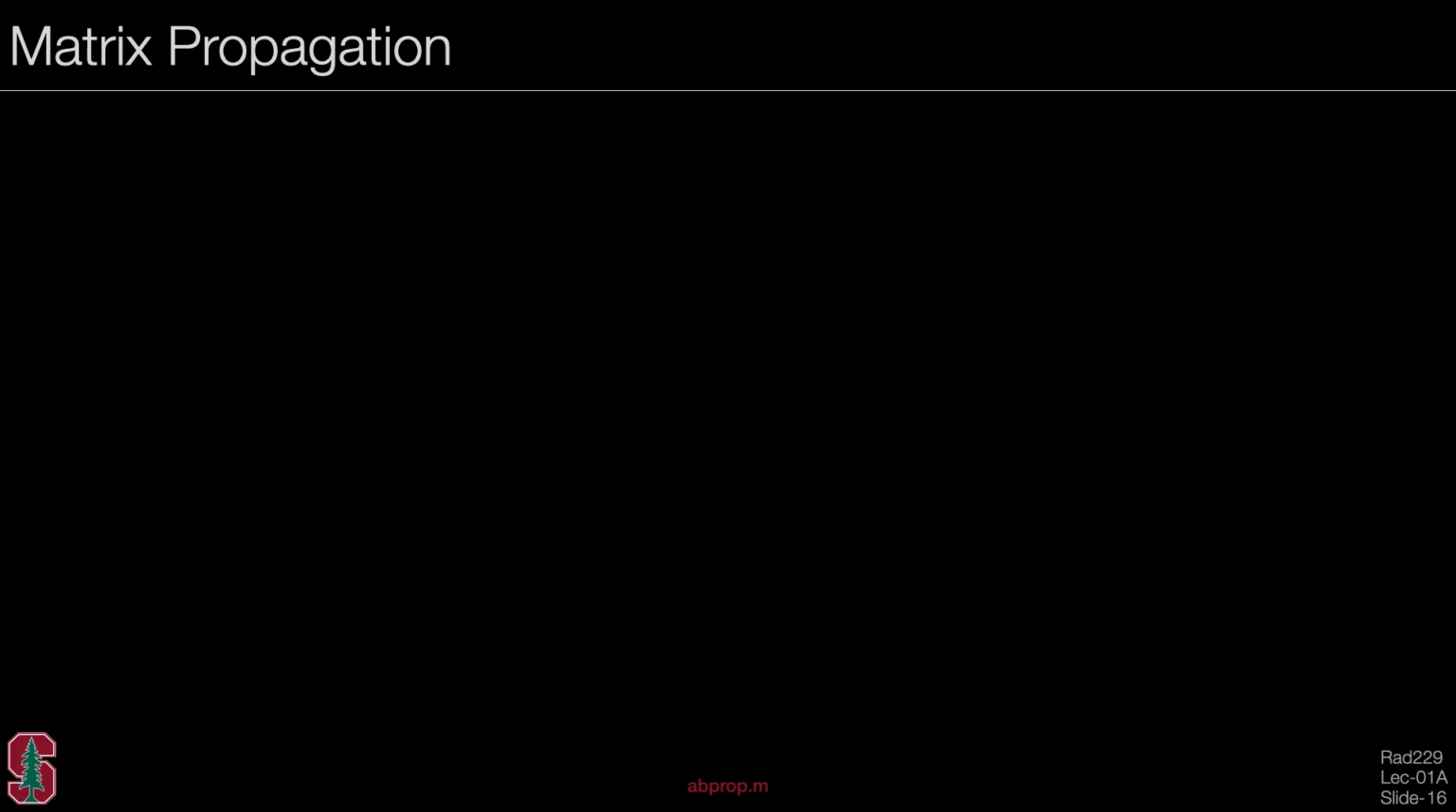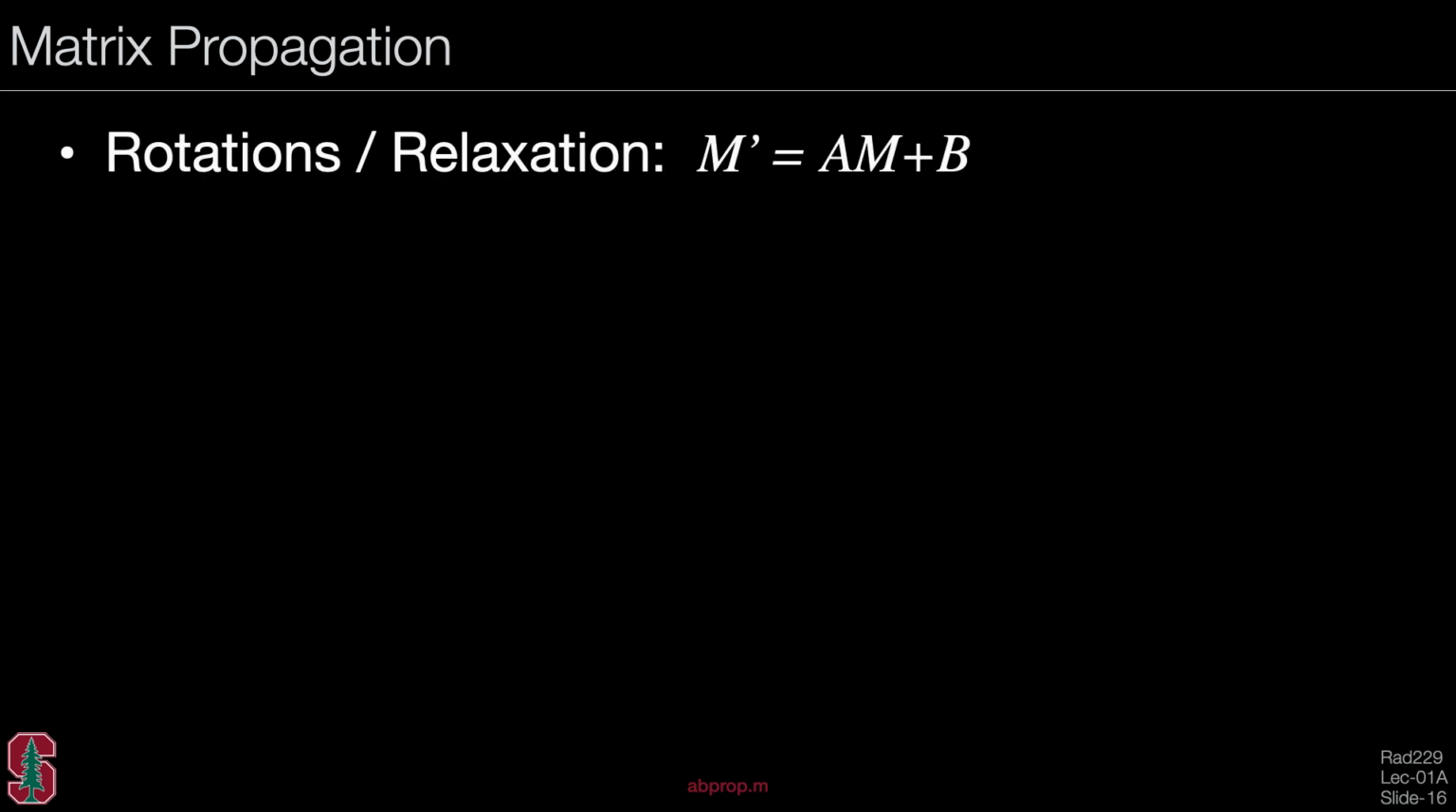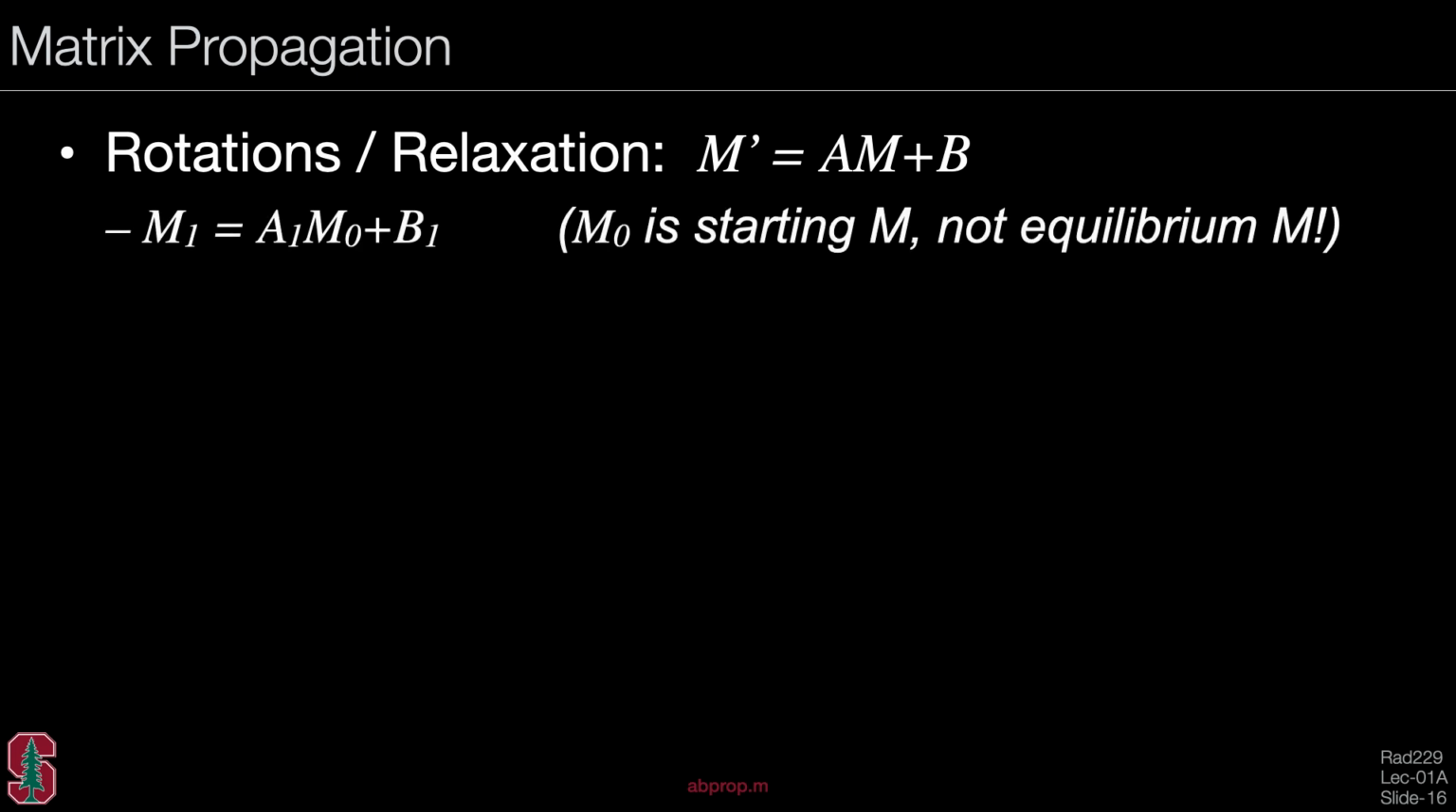So now that we've seen these matrix operations, we can actually propagate magnetization through multiple sequence blocks. We've already shown that rotations and relaxation can be written in this form. M prime is equal to A times M plus B, where A is a 3×3 matrix, M is a 3×1 vector, and B is a 3×1 vector.